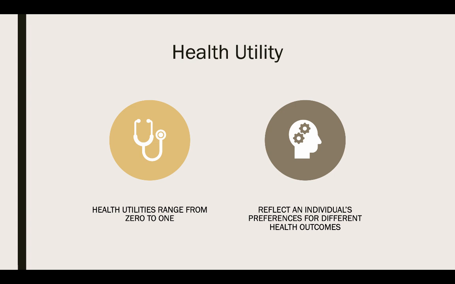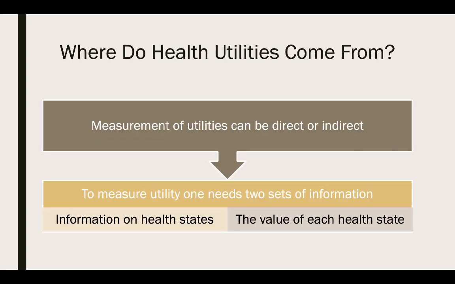Now I know you're thinking, so these health utilities range from 0 to 1. Well, how do we measure this? How do we collect this? It's a number. It's a measure. How do we figure it out? How do we measure it? And measurements can be direct. They can be indirect. And we'll talk about that in the next video.